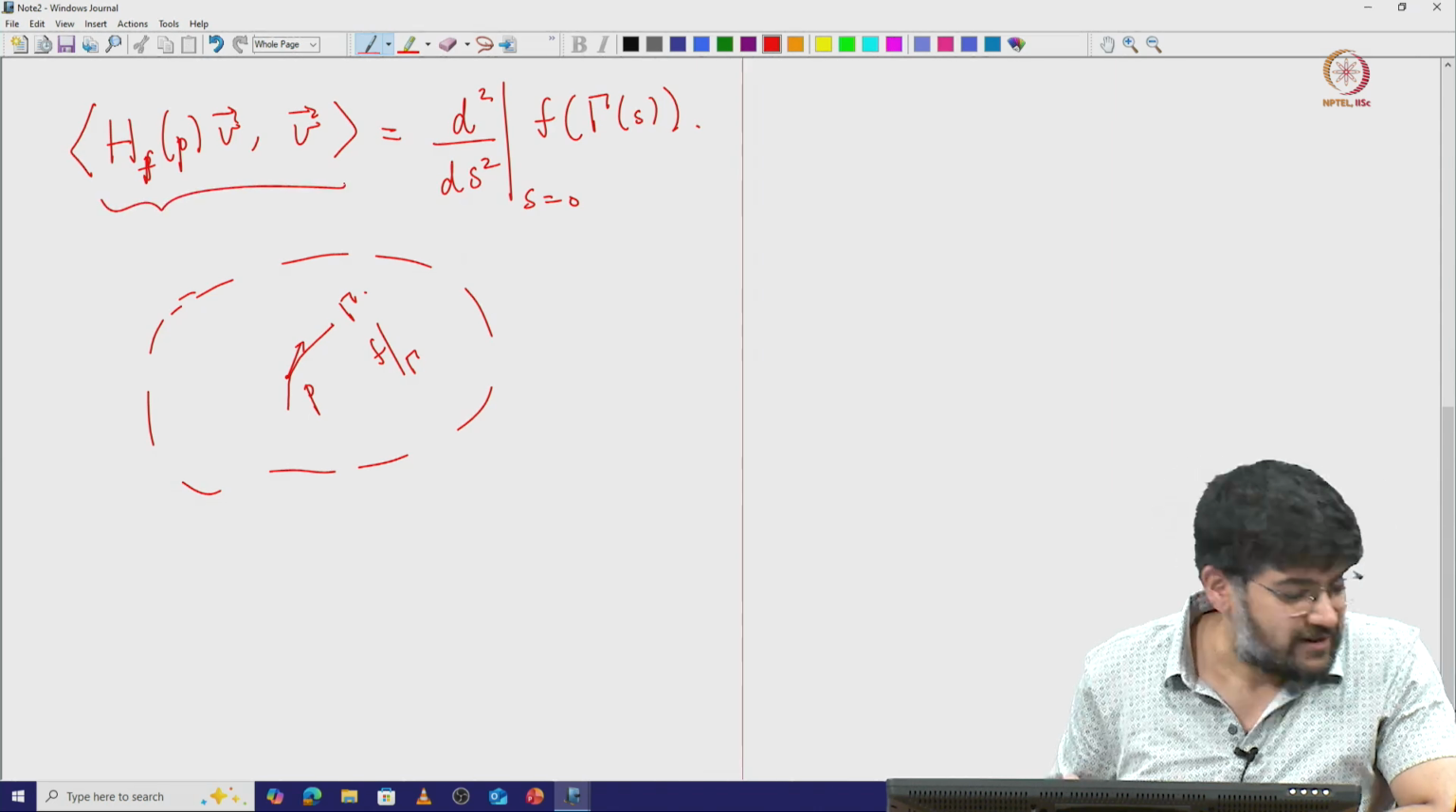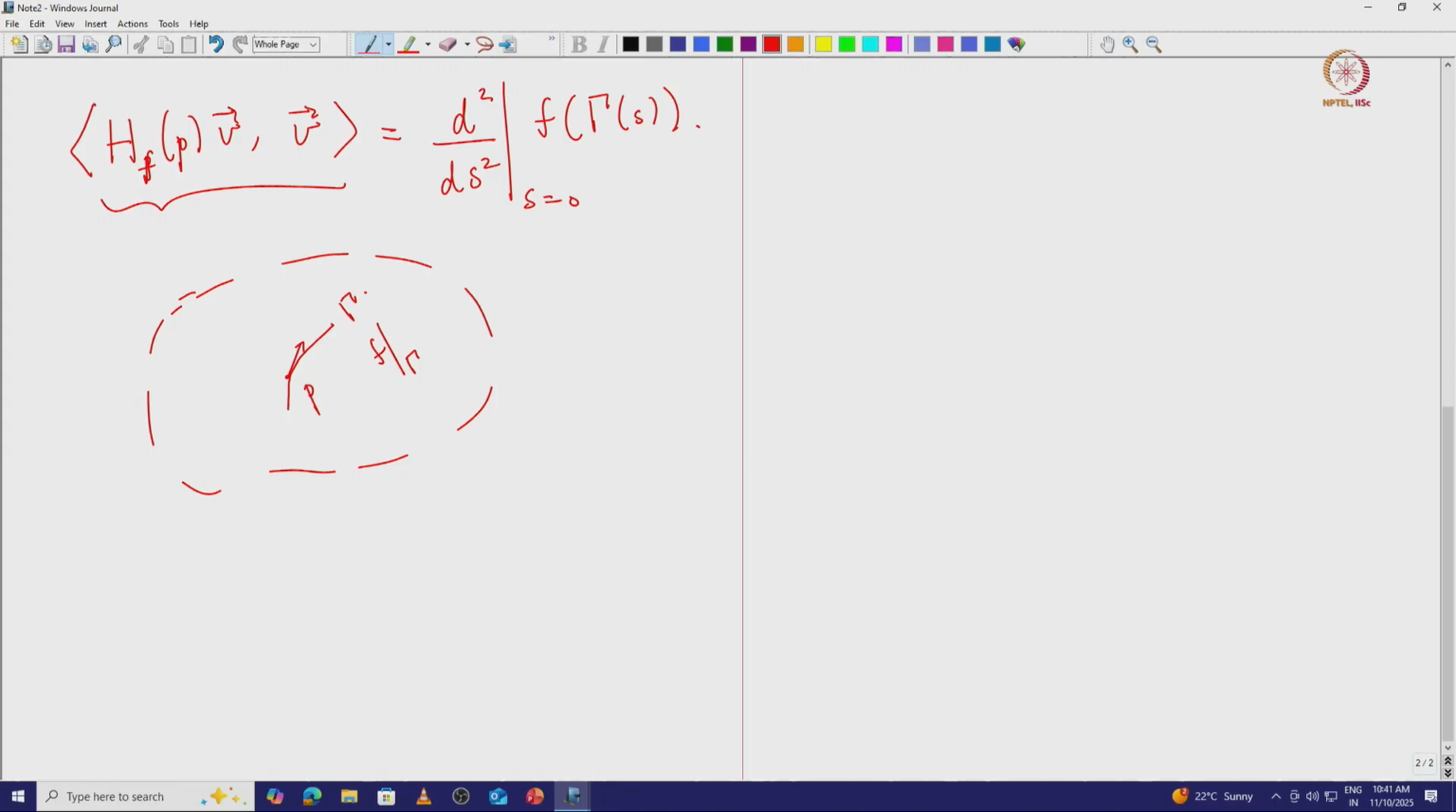By the second derivative test in one variable calculus, this would be non-negative if P is a local minima. In fact, that is how one reduces the second derivative test in higher dimensions to the second derivative test in single variable calculus.